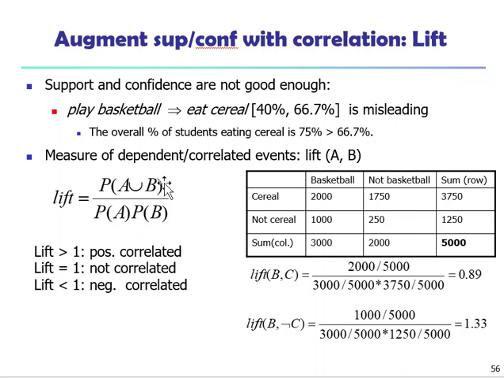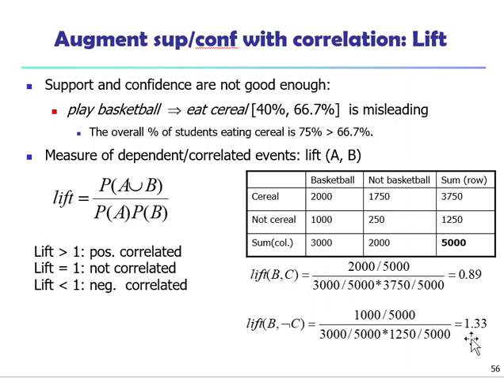If we use this formula and compute for this basketball and cereal eating habit, we found lift is 0.998, which is less than 1. Therefore, those two events are negatively correlated. And you can do the same for playing basketball and not eating cereal, which is actually positively correlated.